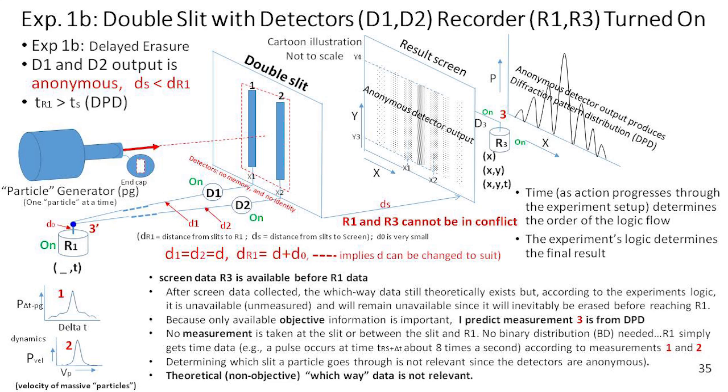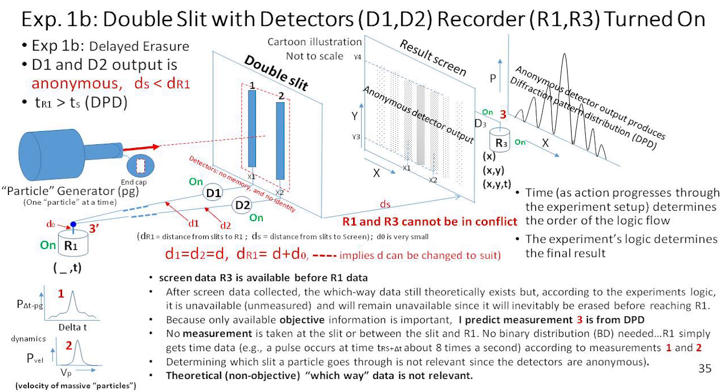This is 1B. Now, you see that we've taken R1 and we've moved it further away. And we've moved it so far away that the particle will go through a slit and hit the result screen before a signal gets to R1, telling R1 which slit it went through, or not. So the distance between the slits and the recorder R1 is greater than the distance between the slits and the result screen. So now we're going to have a delayed eraser experiment where we will actually erase the data after the data on the result screen has already been recorded. This is called a delayed eraser.